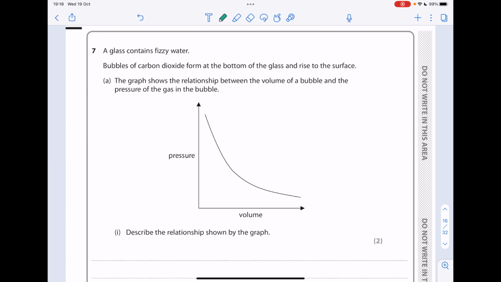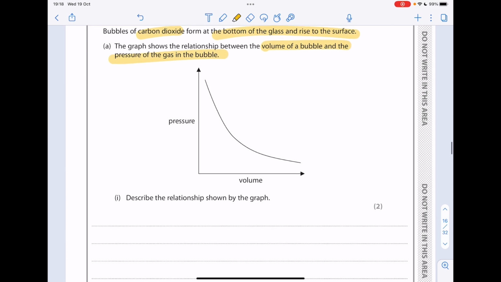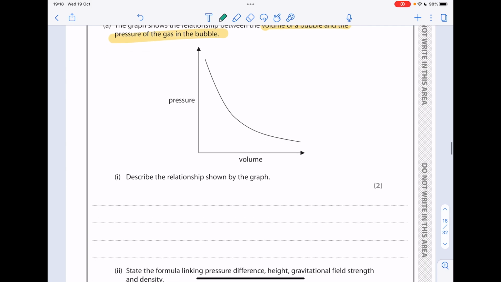A glass contains some fizzy water. Bubbles of carbon dioxide form at the bottom of the glass and rise to the surface. The graph shows the relationship between the volume of the bubble and the pressure of the gas in the bubble. Describe the relationship shown by the graph. First of all, the fact that it has that negative correlation means that the relationship is inversely proportional. You could also say that as pressure increases, the volume decreases, but honestly, if you just use the words inversely proportional, you'll get 2 marks straight out.